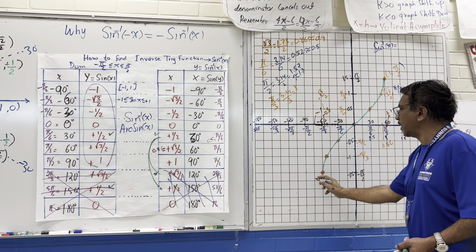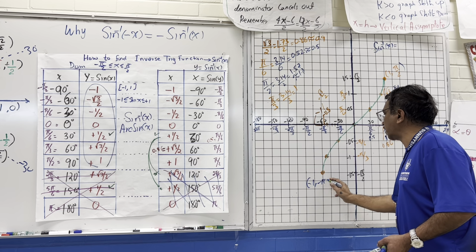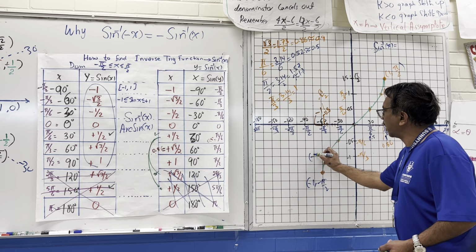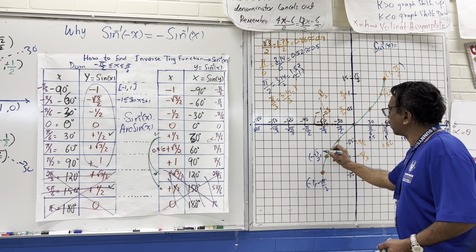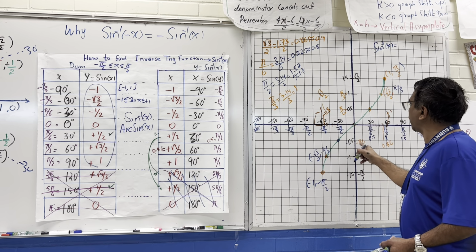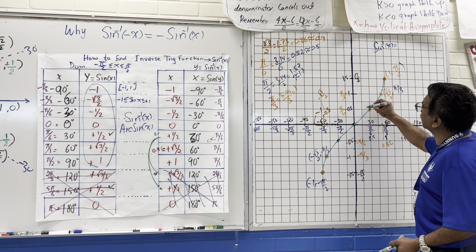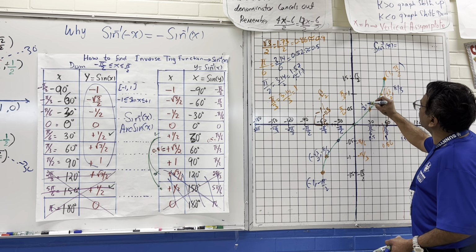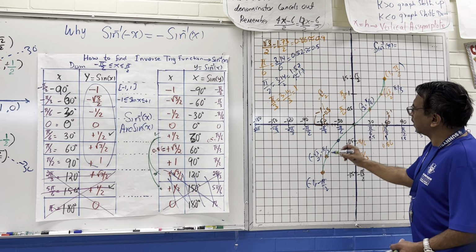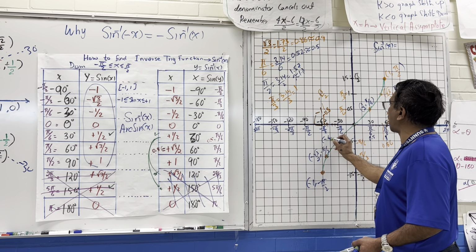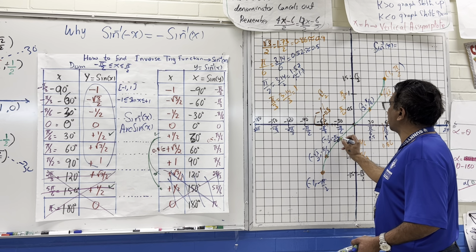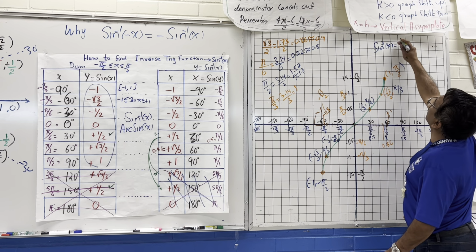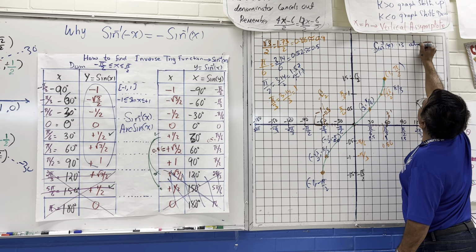If you see on the other side, this is minus 1, minus pi by 2. This point is minus 0.86, which is minus root 3 by 2, minus pi by 3. This point right here is half, which is pi by 6. On the other side, it's minus half, which is minus pi by 6. What I'm trying to say is that this sine inverse graph is also an odd function.